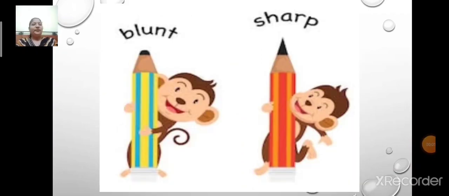Now, blunt, sharp. This pencil is blunt and this pencil is sharp. B-L-U-N-T, blunt, S-H-A-R-P, sharp. So, blunt and sharp are the words opposite to each other.